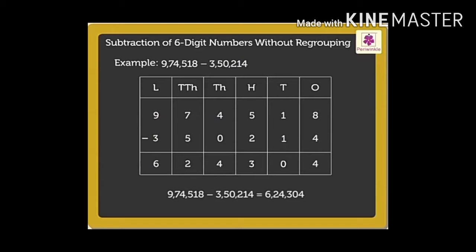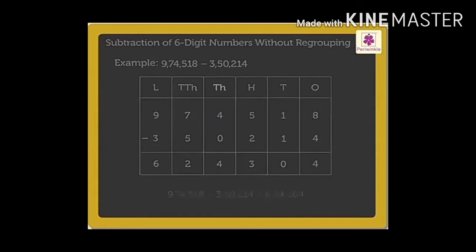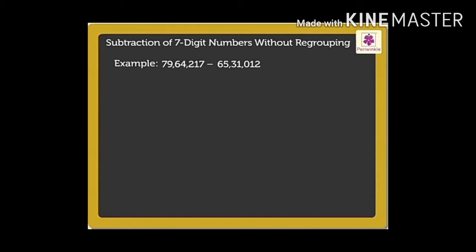So when you subtract this, we get the difference. 9,74,518 minus 3,50,214, we get the difference. That is the answer: 6,24,304. This is the one example for without borrowing or regrouping. Now one more example.